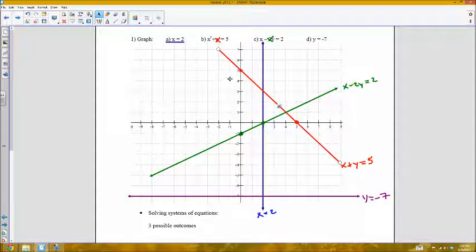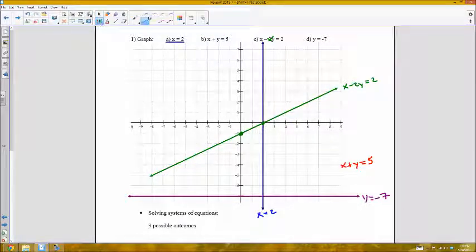Now, I want to point out one other way that you could have graphed the red line. So I'm going to delete it, and I'm going to graph it again. Okay. So had you wanted, you could have converted line B into slope-intercept form by subtracting x from both sides. So another way of writing it is y equals negative x plus 5. Well, notice that gives me my y-intercept is 5, so I know that's my starting point.